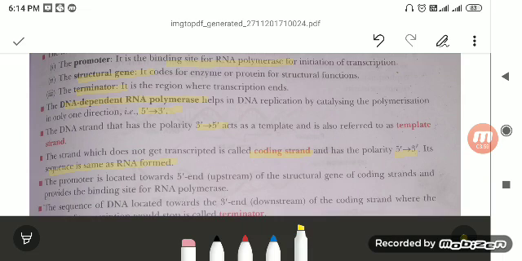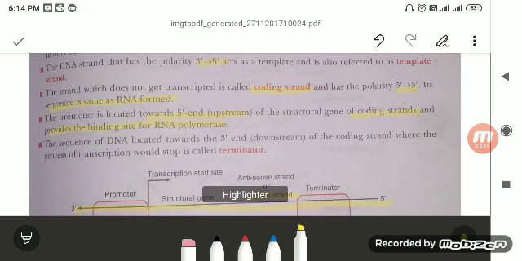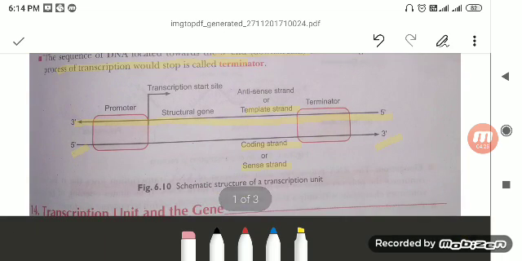The promoter is located towards the 5' end, that is the upstream of the structural gene of the coding strand, and provides the binding site for the RNA polymerase. The sequence of the DNA located towards the 3' end, that is the downstream of the coding strand, where the process of transcription would end, is known as the terminator. Now you can see the promoter is attached to the 5' position of the coding strand, because the new strand polarity is also from 5' to 3'. So promoter means the place from where the transcription will initiate.